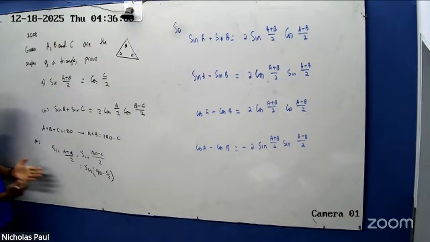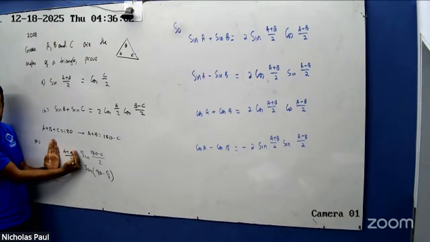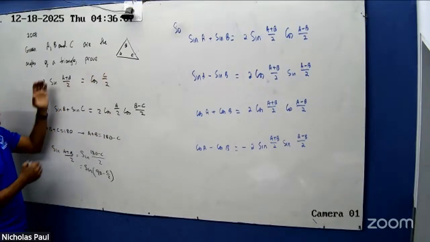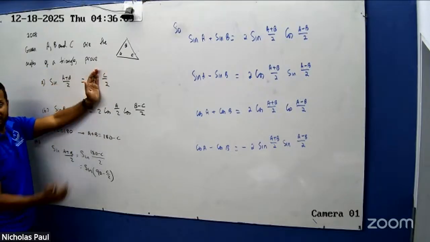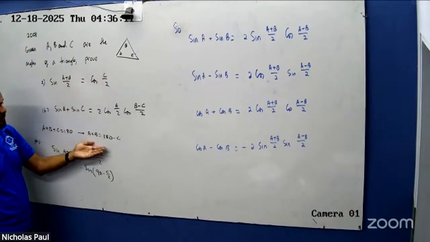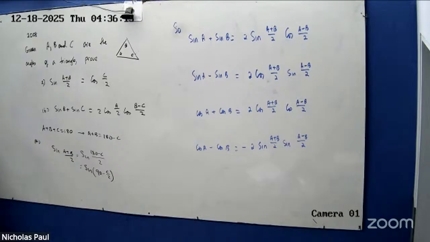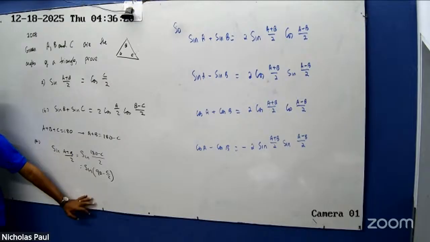How do I magically turn A plus B on 2 into C? How do I magically turn this into this? The only thing that allows me to link them is this. So you have to look for those links between questions. Now use sine A minus B, expand it out and see if you get it.